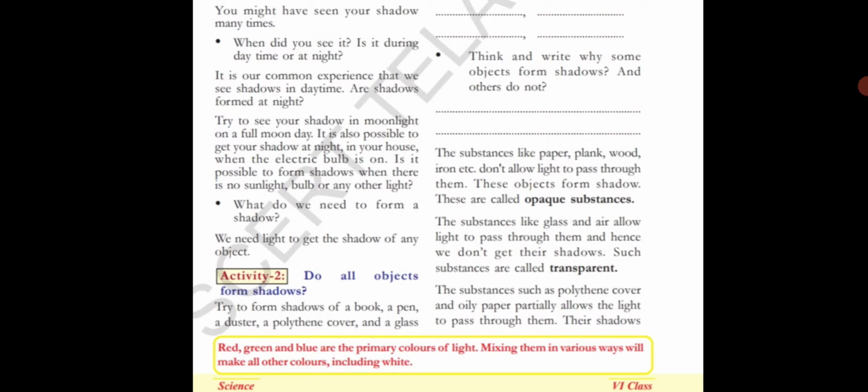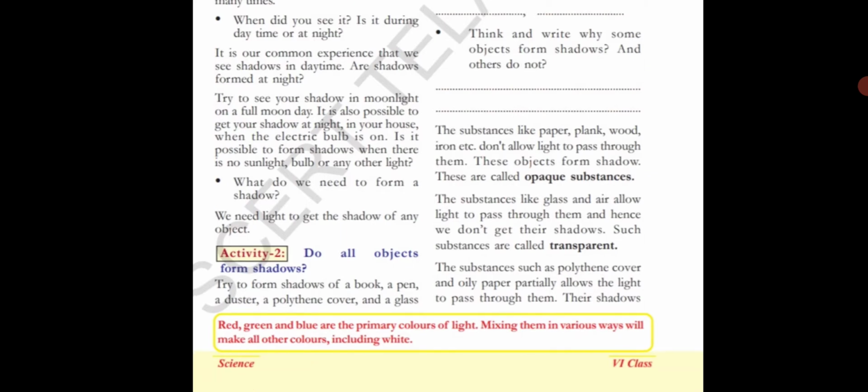Is it possible to form shadows when there is no sunlight, bulb or any other light? No. What do we need to form a shadow? We need light and a solid body. We need light to get the shadow of any object. Do all objects form shadows?